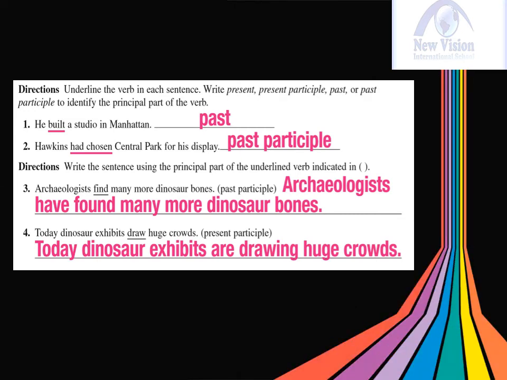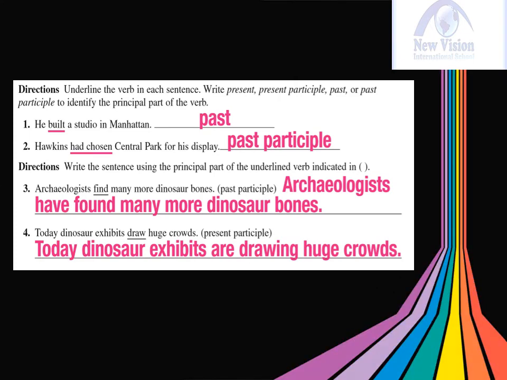Directions. Underline the verb in each sentence. Write present, present participle, past, or past participle to identify the principal parts of the verb. Number 1. He built a studio in Manhattan. The underlined verb is the verb built, and it is in past form.